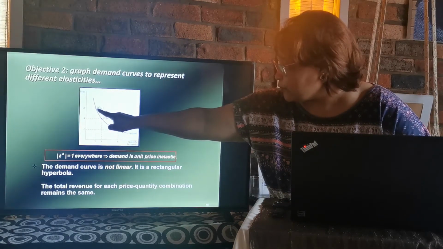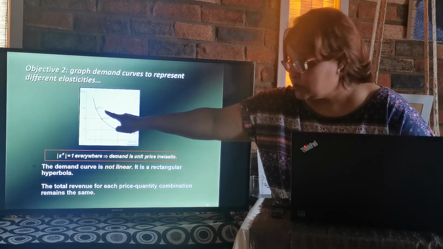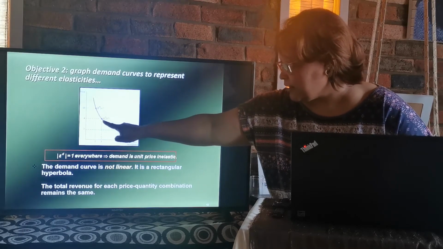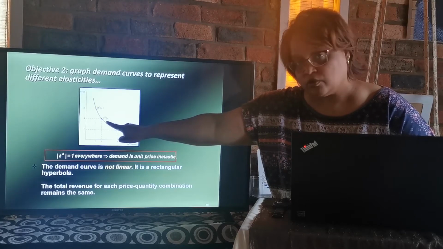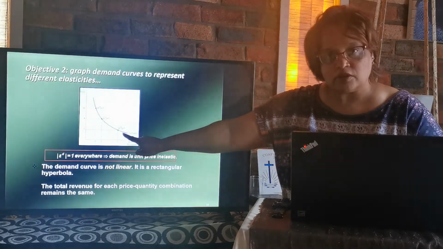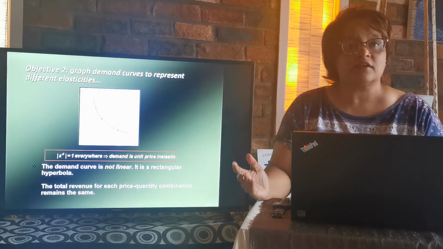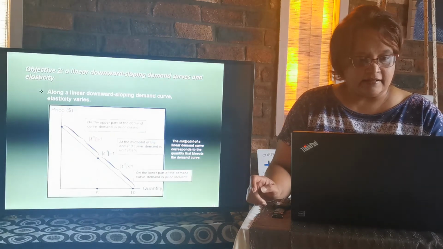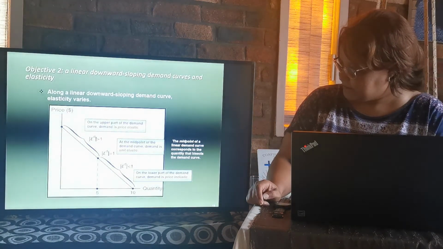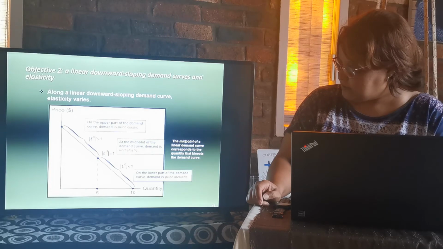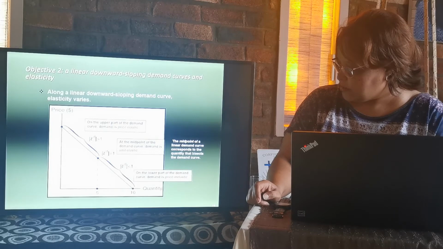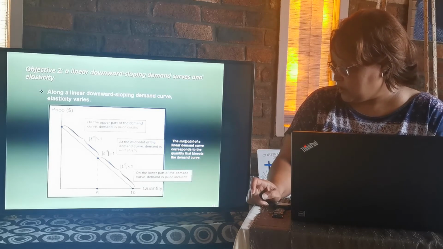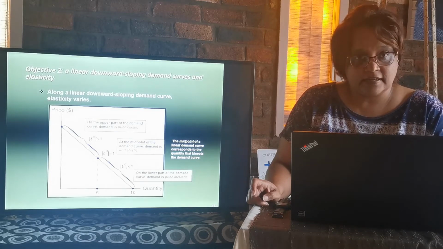So at that point it will be maybe unitary elastic, and at that point it will be smaller than the unit, and at that point it will be greater than the unit. So you'll find all the types of elasticities on the same curve. As I just said there. So greater than 1, price is quite elastic. Unit elastic when it is at 1, and when it's smaller than 1, you will say then it's price inelastic.